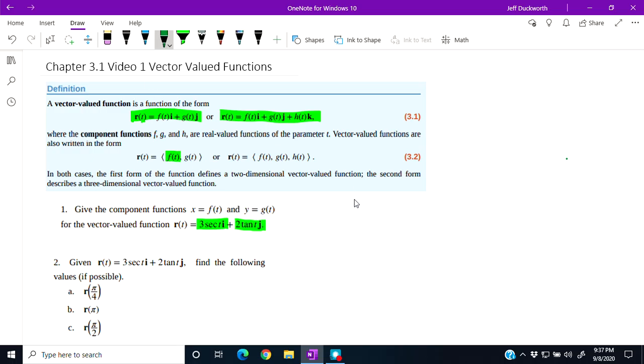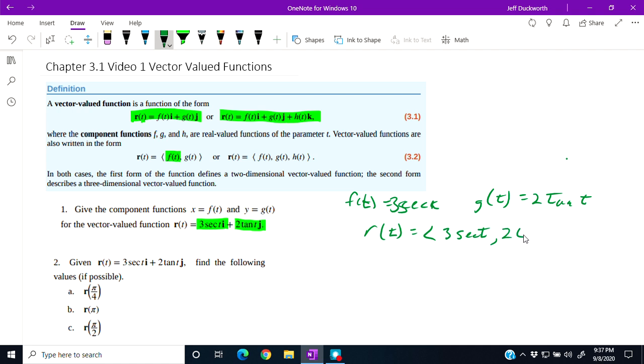Well, that just means that f of t is equal to 3 secant of t, and g of t is equal to 2 tangent of t. So that means our component form will equal 3 secant and 2 tangent.